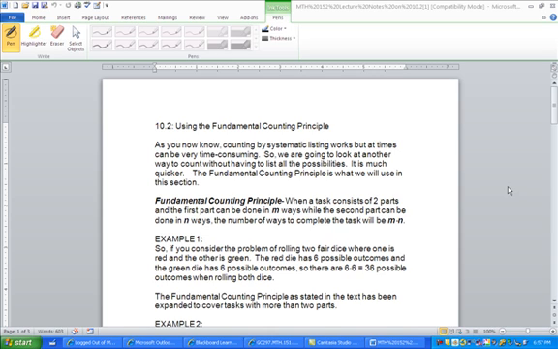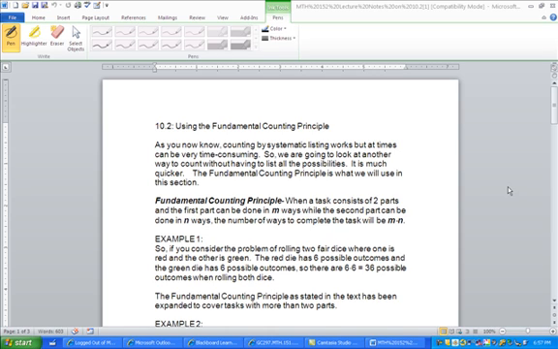So there is a much faster, quicker way to do this, and one of those ways is to use what is called the fundamental counting principle. The fundamental counting principle says when a task consists of two parts and the first part can be done in m ways, while the second part can be done in n ways, the number of ways to complete the two-part task will be m times n.